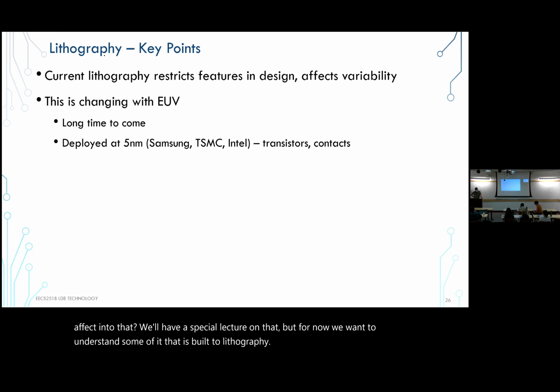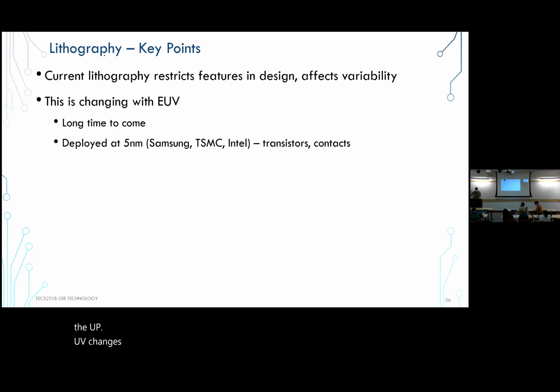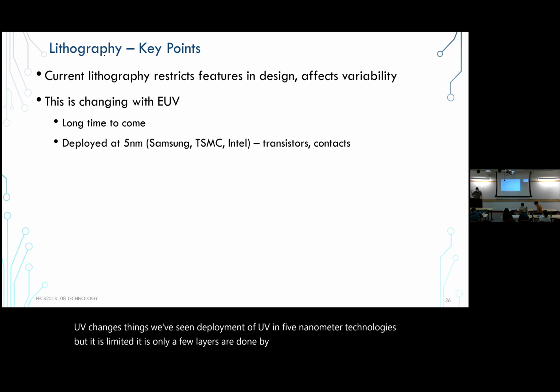All the lithography that is deployed now is optical. However, it was true up to 2 years ago or so. Now we are seeing some deployment of EUV. EUV changes things. We have seen deployment of EUV in 5 nanometer technologies, but it is limited. Only a few layers are done by EUV. The rest is done by standard optical stuff.